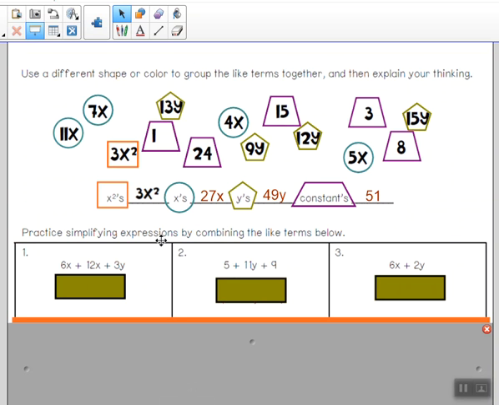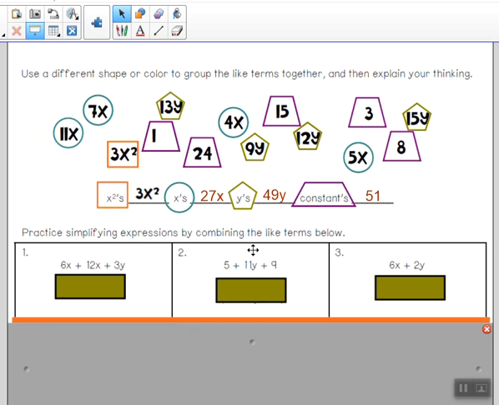All right, so this is what you should have found out. You should have found out that there was really only one 3x squared. So that's the only one that had an x squared. For the x's, that's all of these. And if you combine those, you end up with 27x. Again, you add your coefficients. 11 and 7 is 18, plus 4 more x's would be 22, plus 5 more would be 27x. The pentagons, or the y ones, would have been 49y, and the constants, the numbers all by themselves, would have been 51. Now, we're just getting going here, all right?